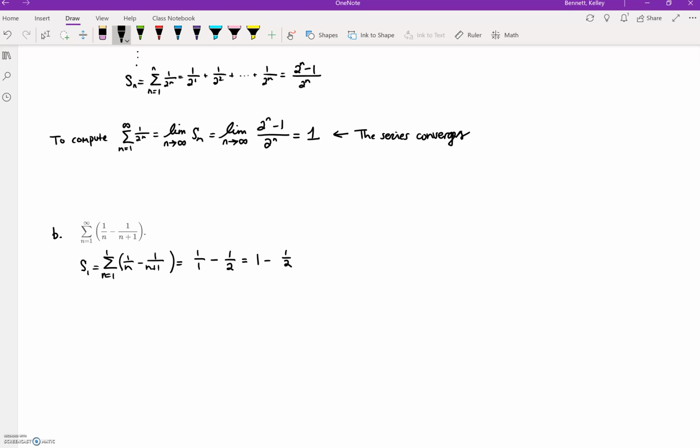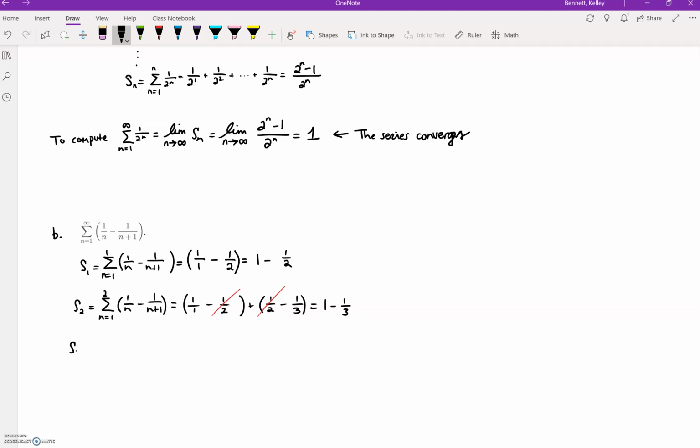There's only one term, right? Just this first term here. Okay, so for S of 2, we start from 1, but this time we're going to go up to 2. So the first term is 1 over 1 minus 1/2. And the second term is 1/2 minus 1/3. So what's interesting here is that we'll get a cancellation. And we're left with 1 minus 1/3.